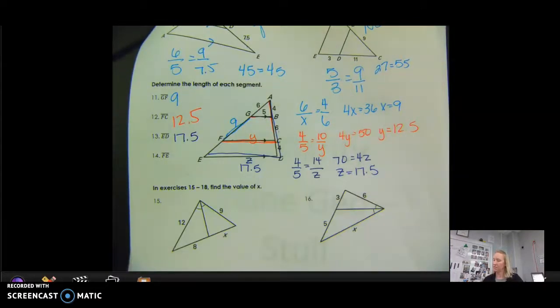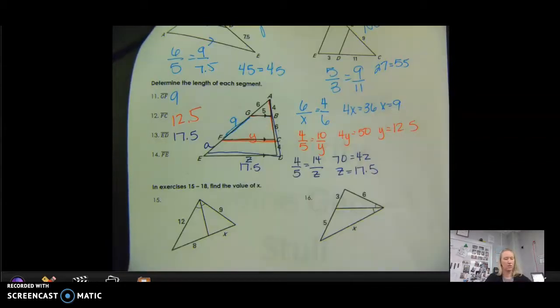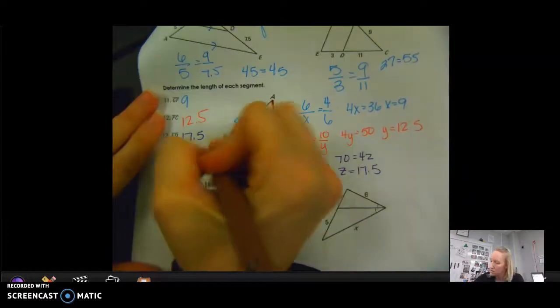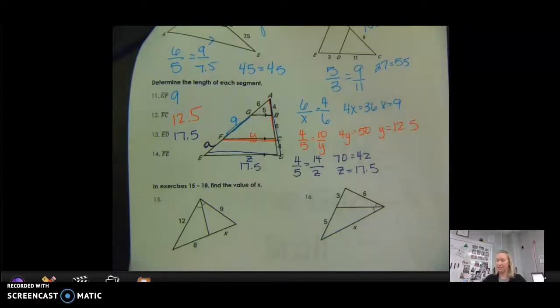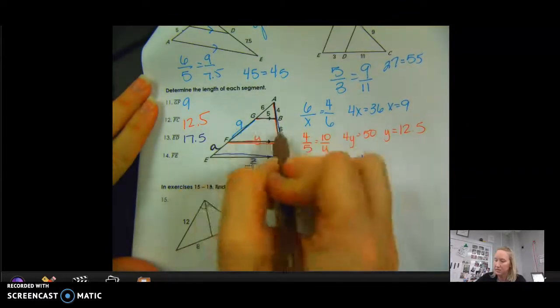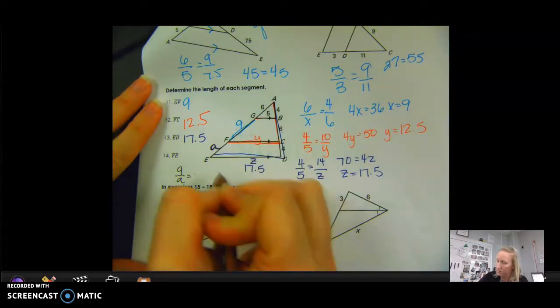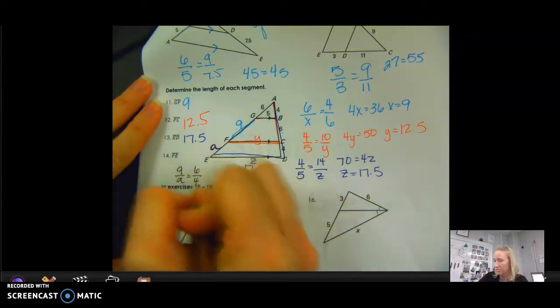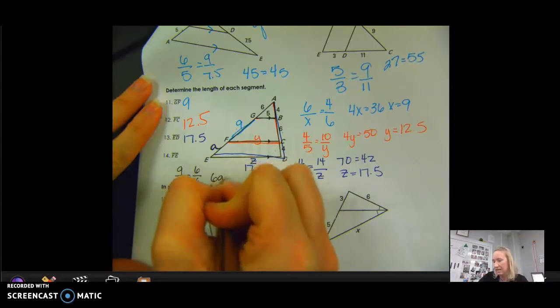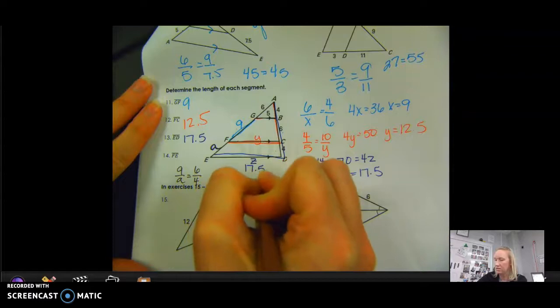Okay, and then the last one is F to E. We'll call that A. Do that in a different color. I lost my pink pen today, guys. That's not good. Okay. So that's a piece. So we can do piece over piece equals piece over piece. So 9 over A equals 6 over 4. Cross multiply and I get 6A is equal to 36. Divide by 6, so A equals 6.